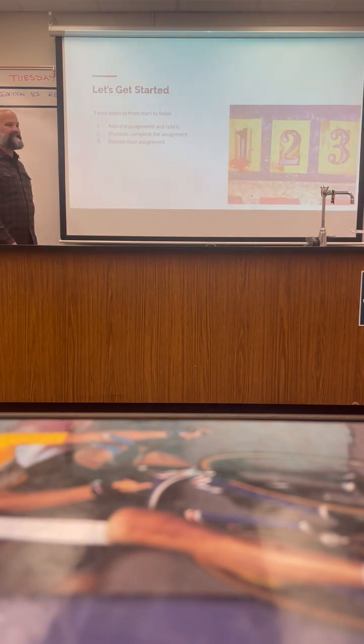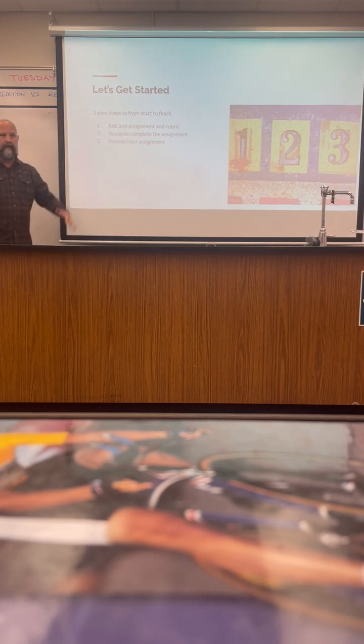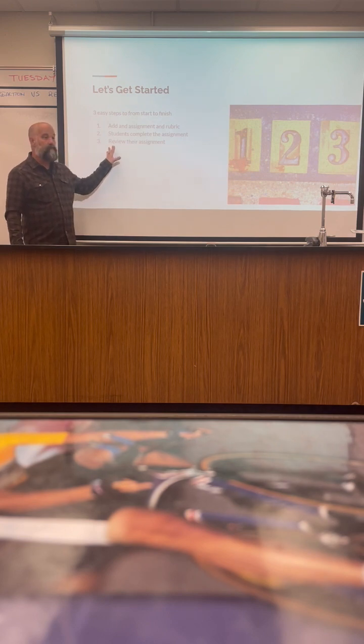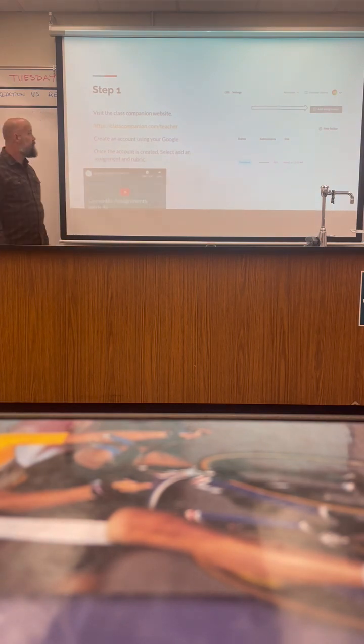There are 3 easy steps that we're going to go over today. One, we're going to add an assignment and a rubric, and then students are going to complete the assignment, and then we get to review the student work. Okay, that's how it works. So let's take a look. We're going to go ahead and jump into Class Companion now.